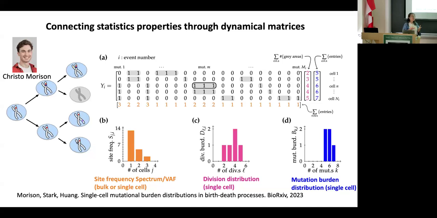If we know which mutations arise at the same division, which are these gray areas, and you just count how many gray areas a cell has, this gives you the division distribution, which is the phylogenetic tree information of cells. Now, if you look at a column and sum over the ones, it tells you how many cells carry that given mutation. So this is the frequency of the mutation. The orange line gives you the site frequency distribution.